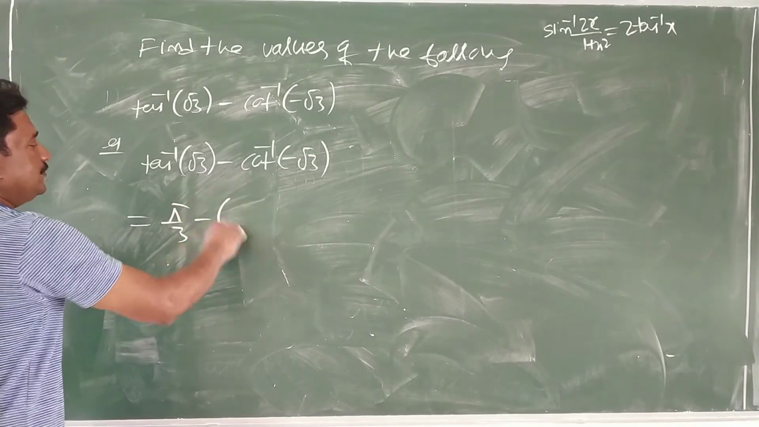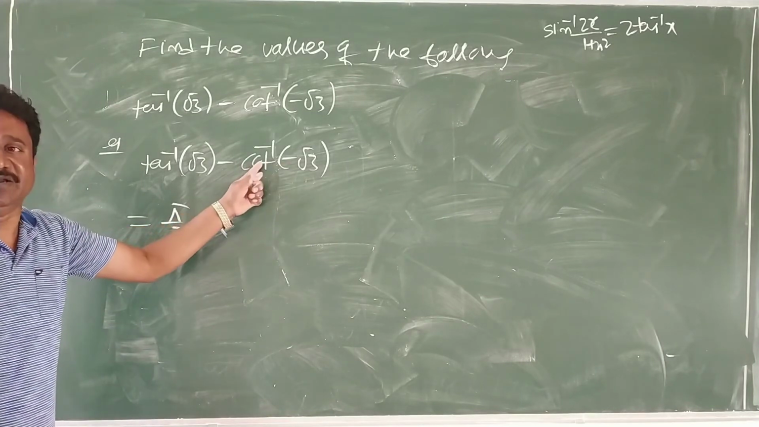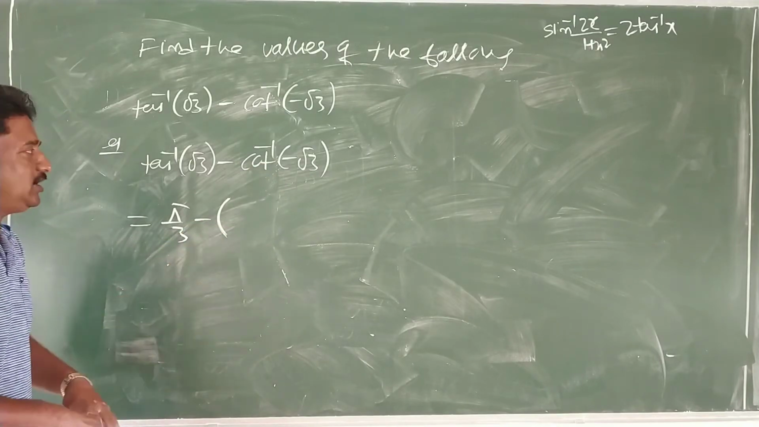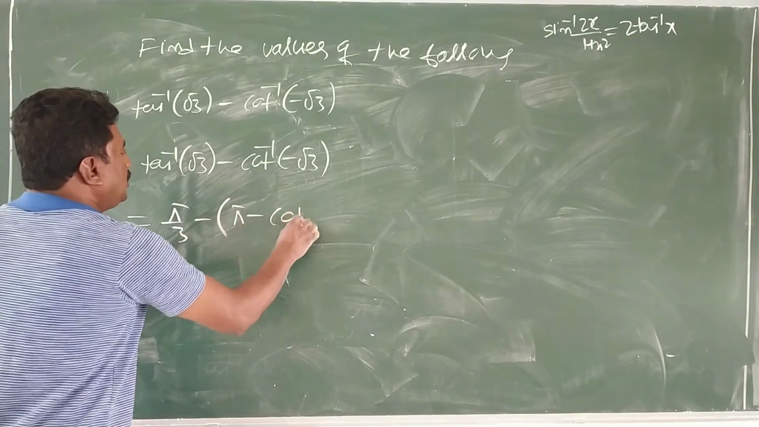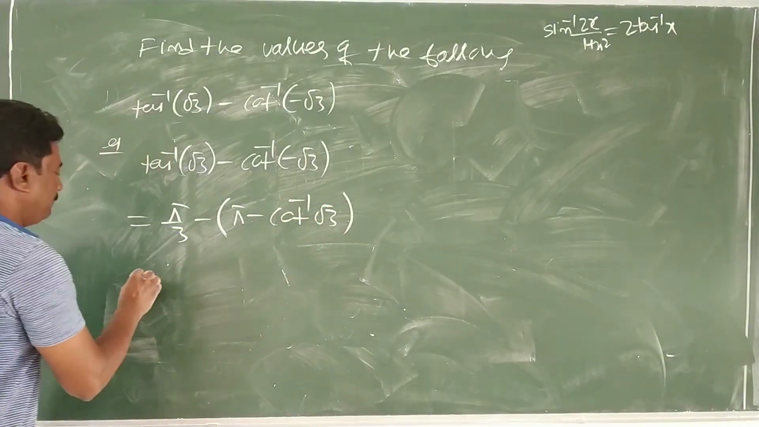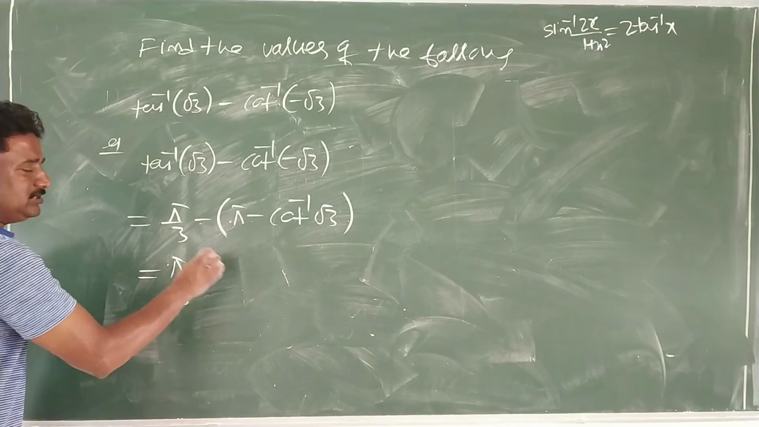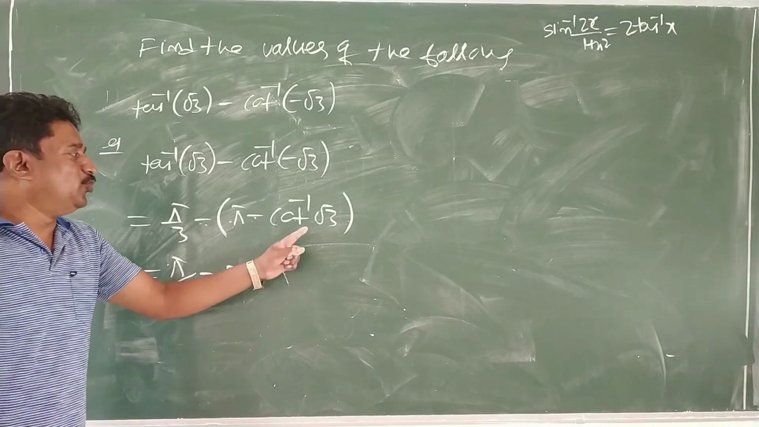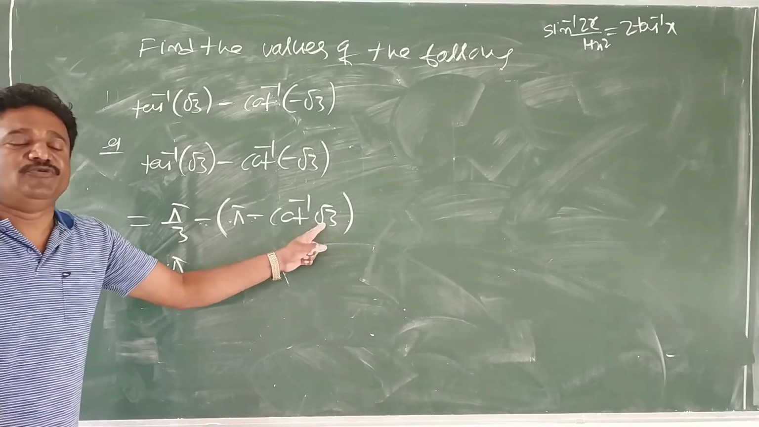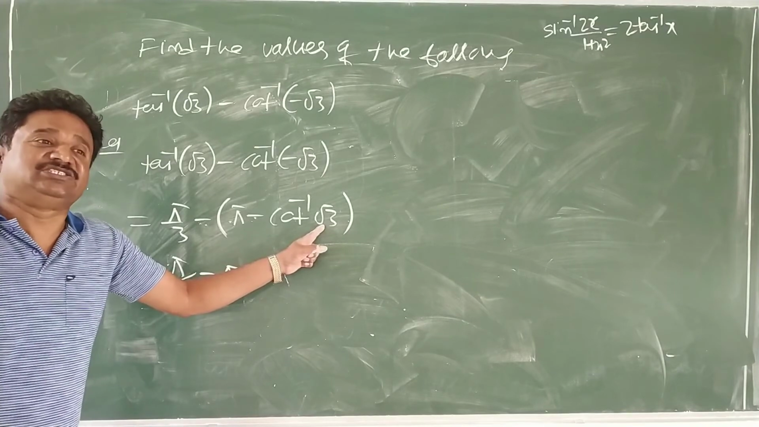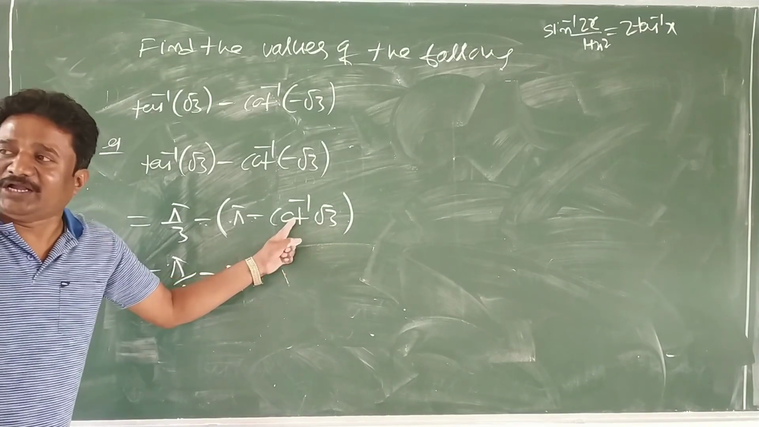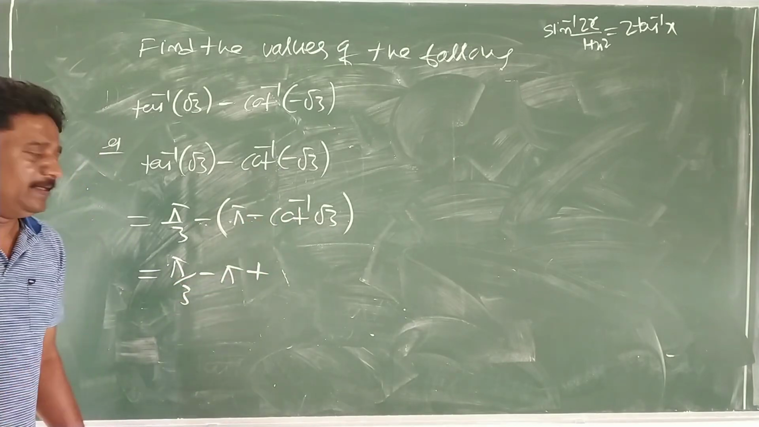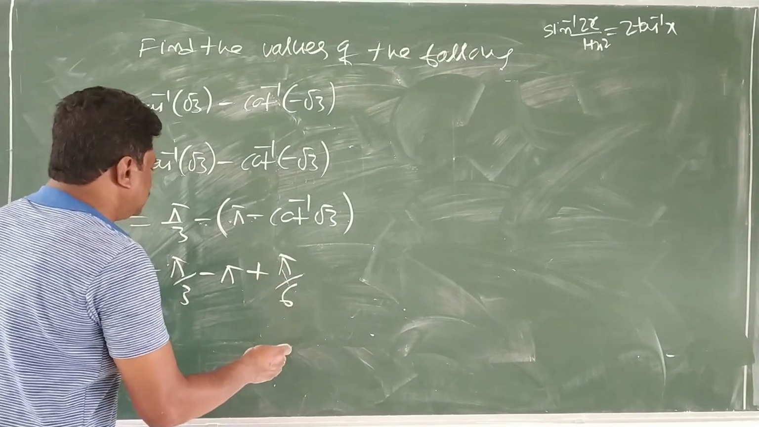Minus is appearing in cot inverse, so using pi minus is a must. Use a bracket: pi minus cot inverse root 3. Pi by 3, minus into plus gives minus pi, minus into minus plus. Students, if root 3 comes in tan, we use 60 degrees. If the same thing comes in cot, I must use 30. Is it pi by 6 or pi by 3? Pi by 6.